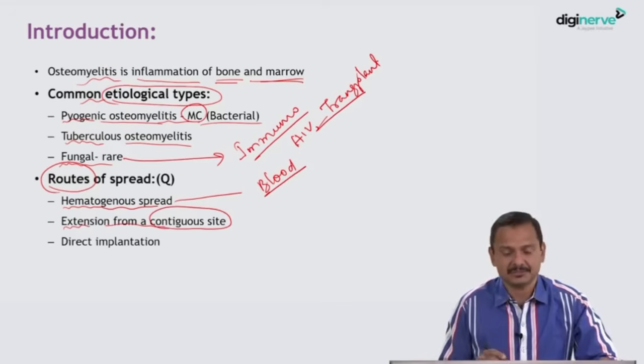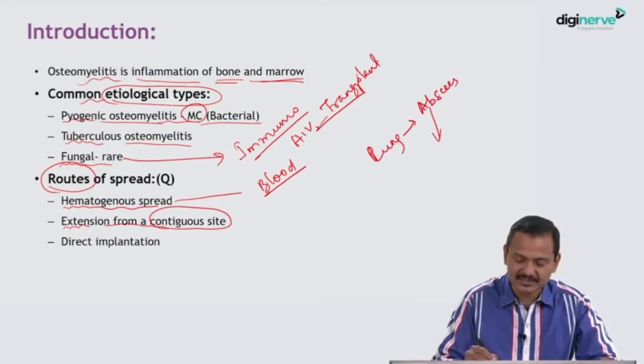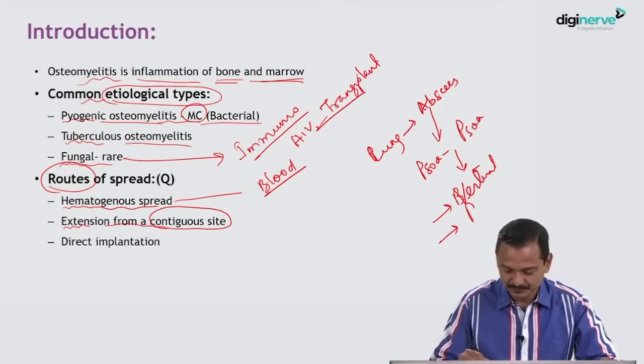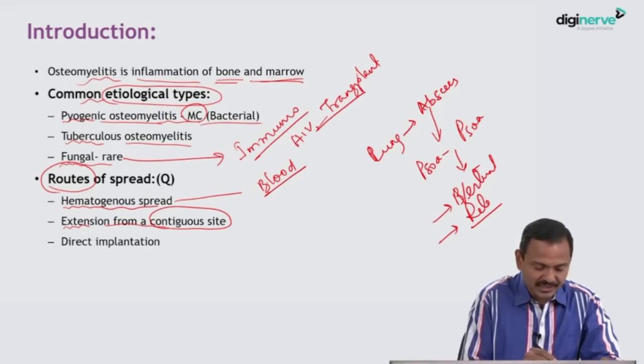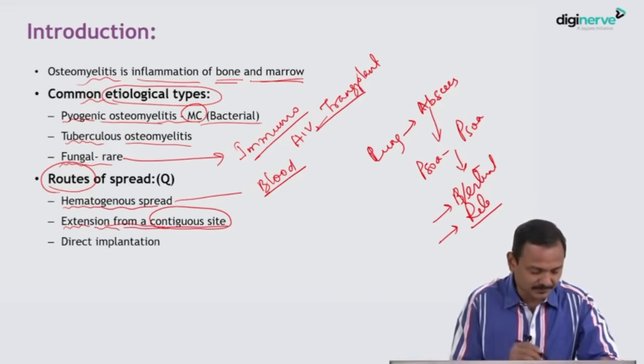This is the second type. Like I said, if there is an infection of the lung and there is formation of an abscess, this abscess can drain into the psoas region, forming a psoas abscess, and this can also go into the vertebral column, or it can also extend into the rib. So that is how you have extension from a contiguous site, or direct extension.